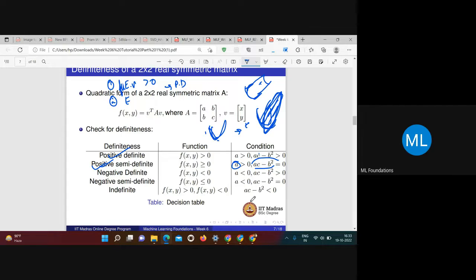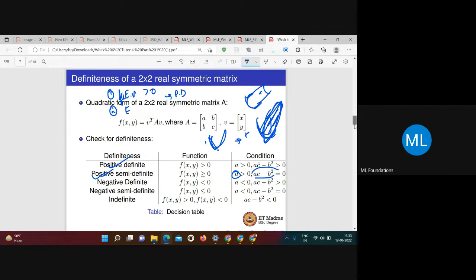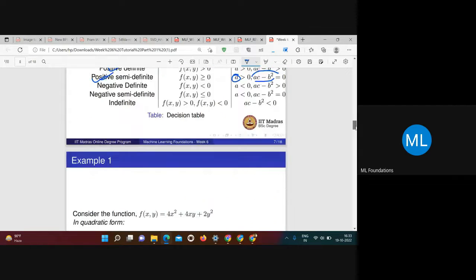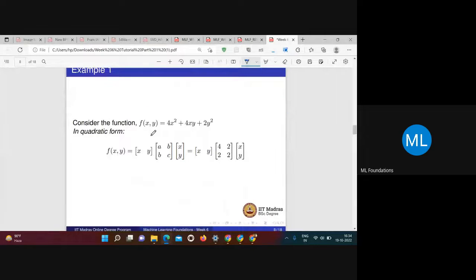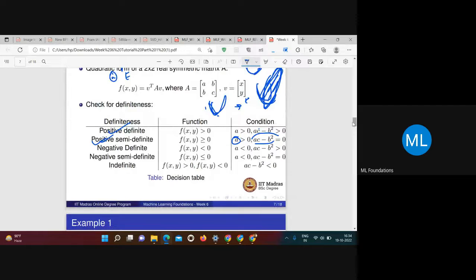And indefinite is wherever you get the determinant as negative, then you can say it is an indefinite function. For those functions you can't say much because you don't have much information. So this is the first basic example. Till now, if you have any query you can ask.